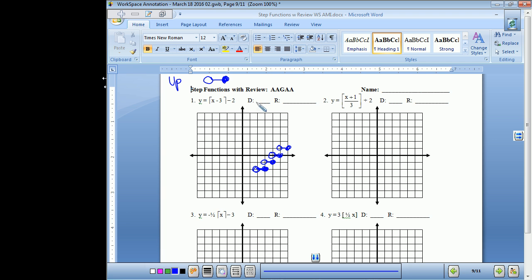Okay, so my domain, there's no restriction. Negative infinity to positive infinity. I don't have that much room, so I'm writing the double R. All right, range. Does this range give me every single integer if I kept going forever in both directions? Yes, it does. So it's the set of all integers. You can write set of ints if you want to.